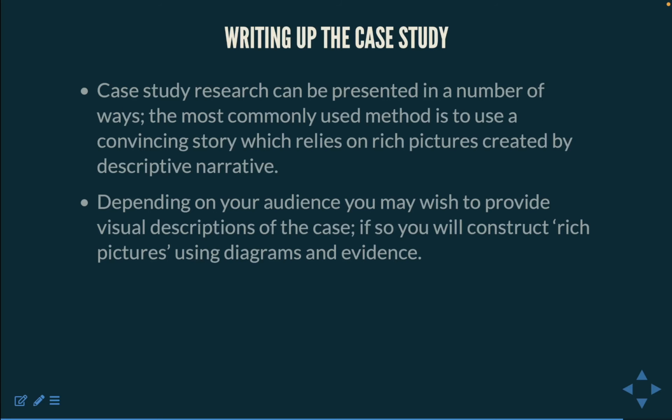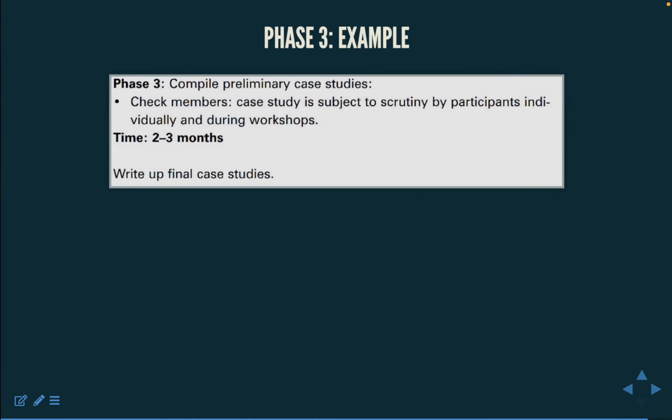Trustworthiness in this case study research is demonstrated using the criteria discussed previously to establish credibility, transferability, confirmability, and dependability. An example of the final phase is the member check, and the case study is subject to the scrutiny of the participants individually and during workshops. This is the shortest part of the phase, and it will end with the write-up of the final case study.